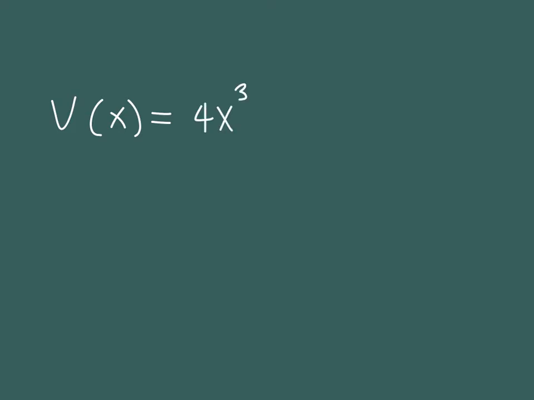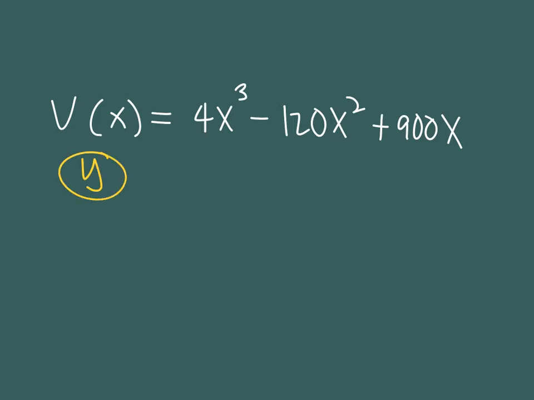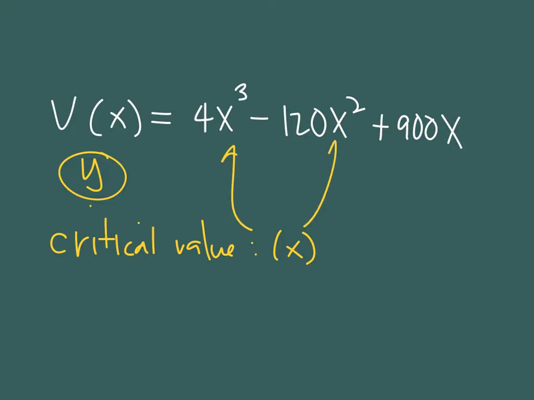4x cubed minus 120x squared plus 900x. Okay, the goal of this problem was to find the maximum volume. In this case, the y is the volume v of x. To find the maximum volume, we need to find the critical value, and that critical value is the value of x. And that x, when we substitute it to every x here, that will give us the maximum volume.